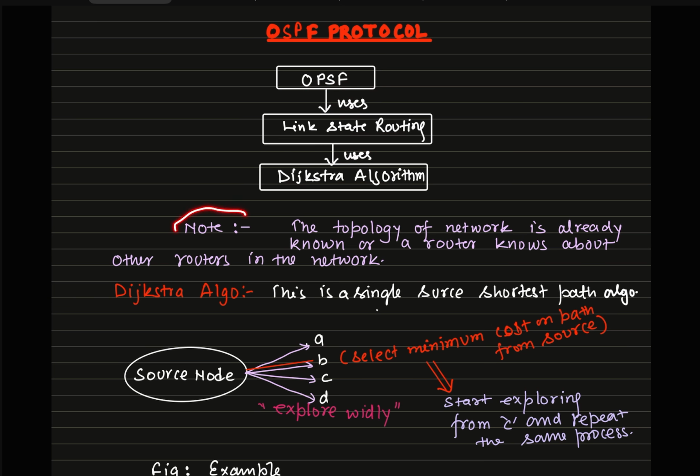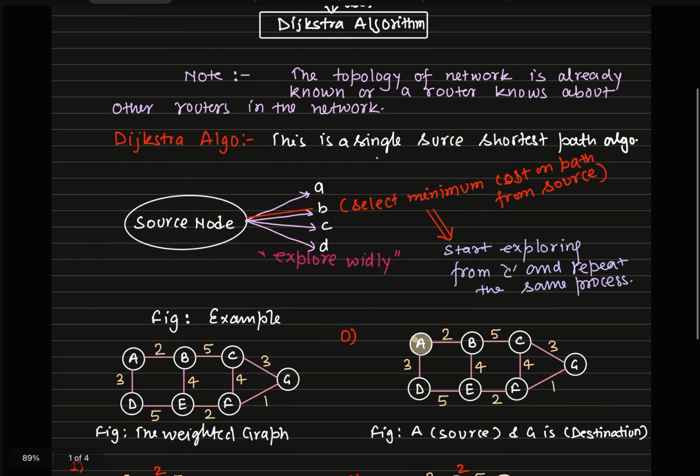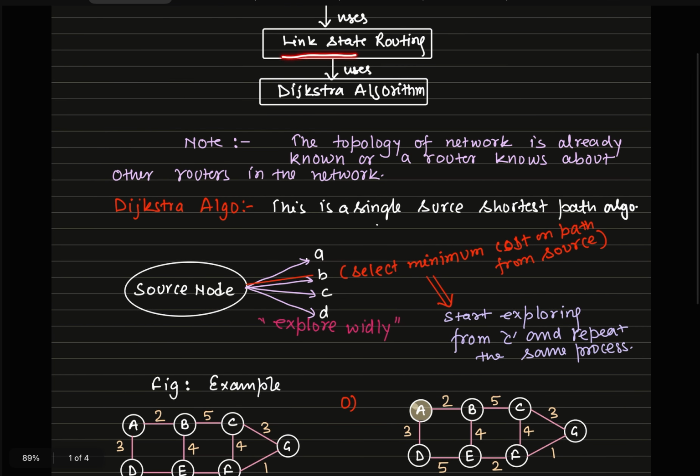Before learning this protocol, make sure that the topology of the network is already known, or we know the number of devices connected in the network, or each router knows the other routers which are connected in the network. So we'll first see the Dijkstra algorithm concept. Then within a minute you can understand link state routing.